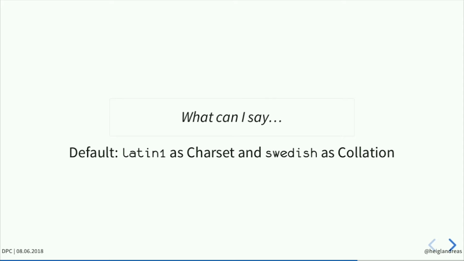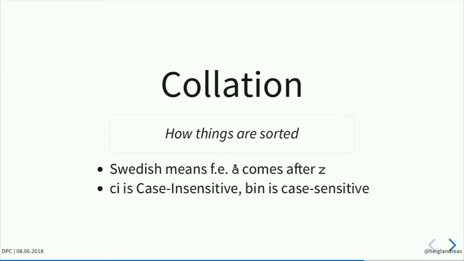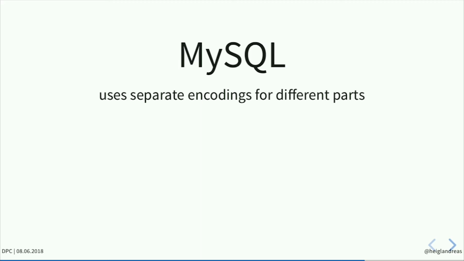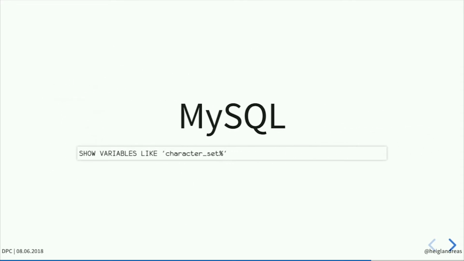Latin 1 as character set and Swedish as collation, you know? Yes, that's what I told you already about the collation, about the sorting. MySQL uses separate encodings for different parts. It uses a different encoding for the server, for the client, for the database, for the table, for the field, and for the connection. Really? If you use a show variables like character_set, you get all those informations listed. And usually, they're not the same.